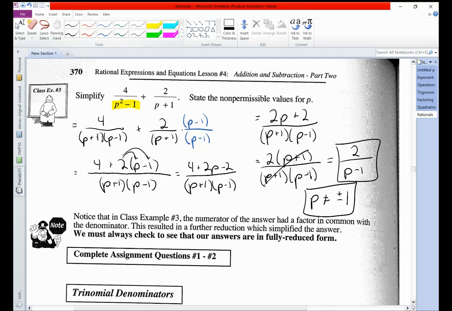So we haven't seen a lot of this step right here, where we do the adding and we still have to reduce. We did that reduction in lesson 1 and 2, but in lesson 3 we didn't see much of that. You're going to start seeing it again, where you're going to have to add these two terms together, or these two expressions together, find your non-permissible values, and then still go through that simplification process.